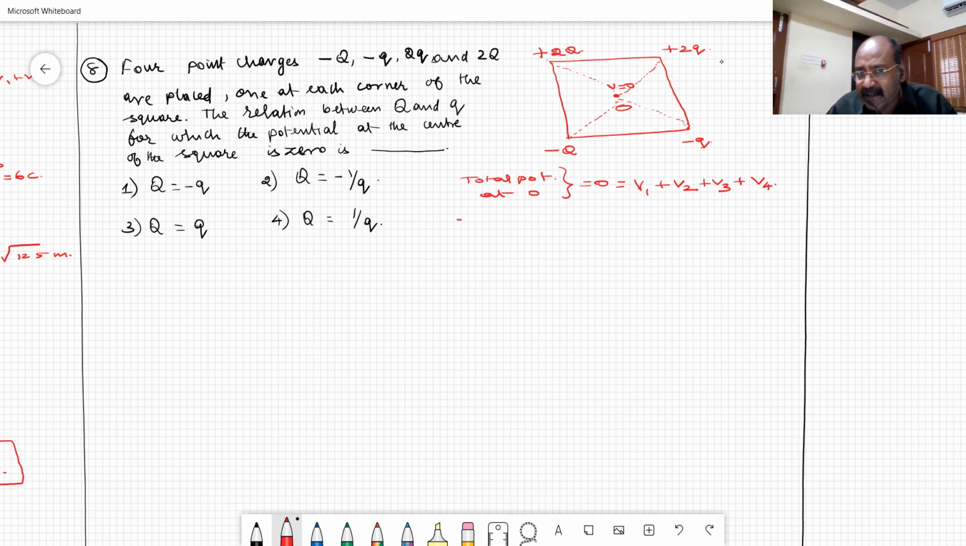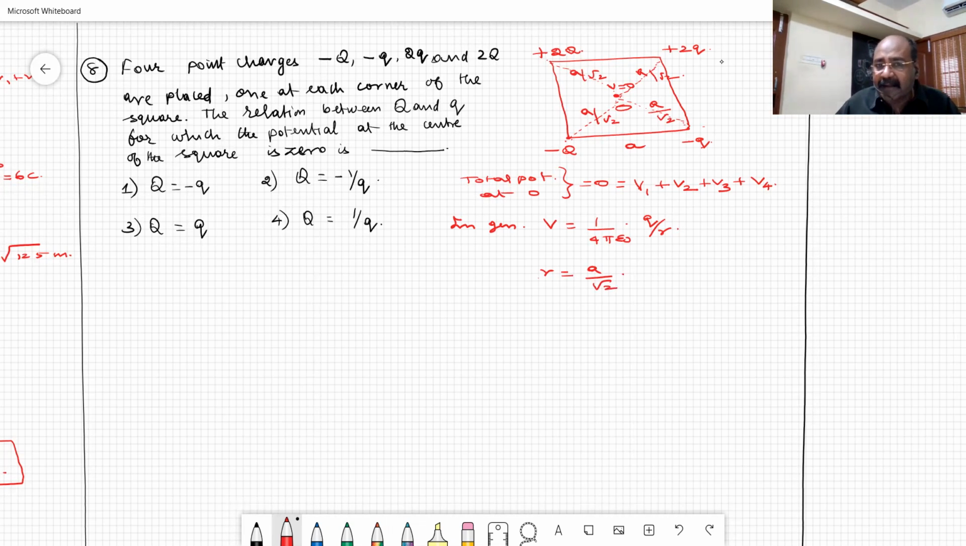When you are considering the potential, in general, potential is given by the formula 1 divided by 4 pi epsilon 0 into q by r. Here r is equal to the distance from any one of the corners to the center. If you are taking the side as A, then the distance from the corner to the center is A by root 2. So R I can consider as A divided by root 2.